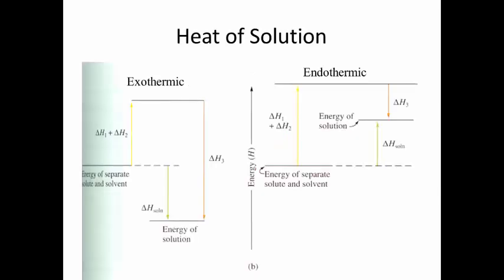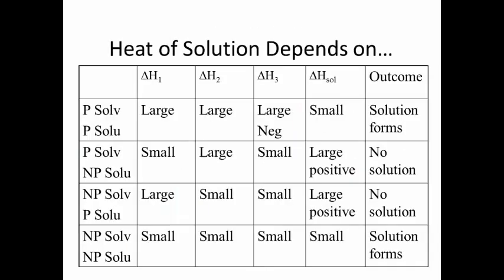So there's an exothermic situation where the enthalpy required to separate the solute and solvent is endothermic, but the interaction between the solute and the solvent is very exothermic, so the overall energy of the solution is going to be lower than where you started. So you have an exothermic delta H for that. And then the endothermic situation is where the interaction between the solute and the solvent is not very exothermic, and so the energy required to separate the solute and the solvent dominates, and so then you're going to have a delta H of making the solution that's positive.